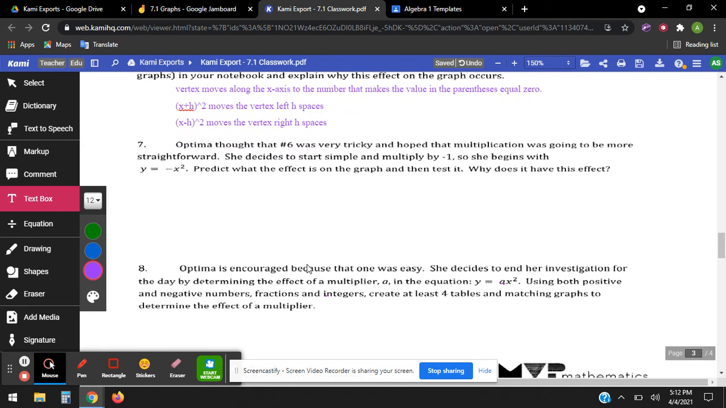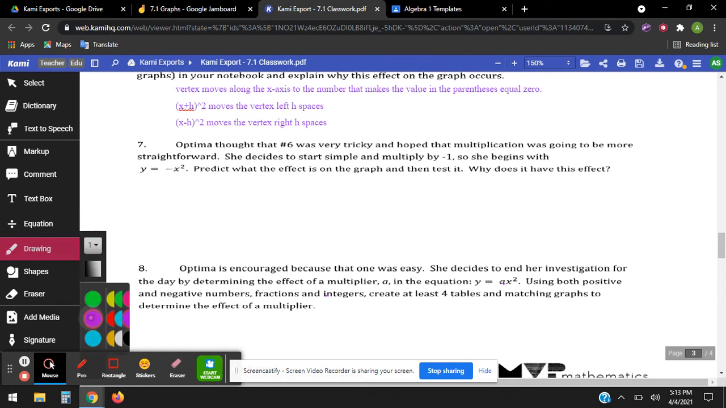Okay, Optima thought that variable number 6 was very tricky, and so she hopes that multiplication was going to be more straightforward. So she decides to start simple by multiplying by a -1. So she just does y minus x squared, negative x squared. Predict what the effect of the graph and then test it.